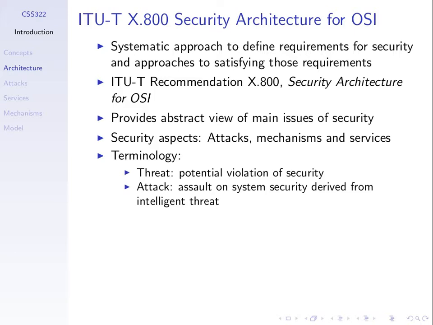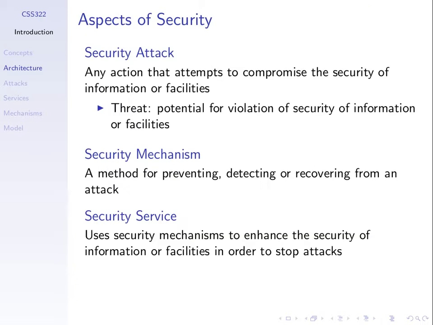Let's look at what we mean by a security attack, mechanism, and service, which will be the main thing that you want to get out of this lecture. A security attack is any action that attempts to compromise the security of information or facilities. So we have information stored on a computer system. We have facilities: the hardware and software in that computer system. Some actions that attempt to compromise the security of that information or facilities is considered a security attack. As we saw before, a threat is a potential violation. An attack is some actions that violate.